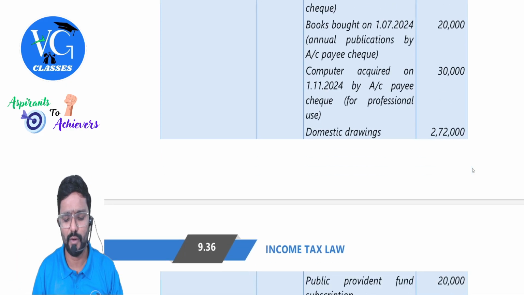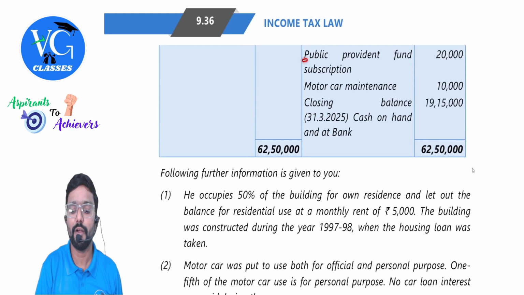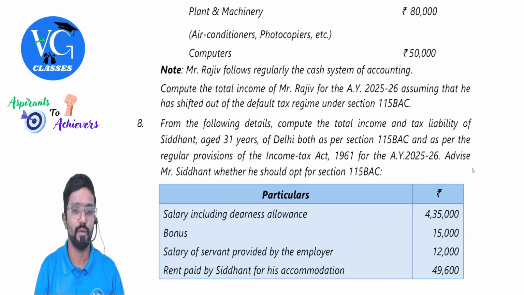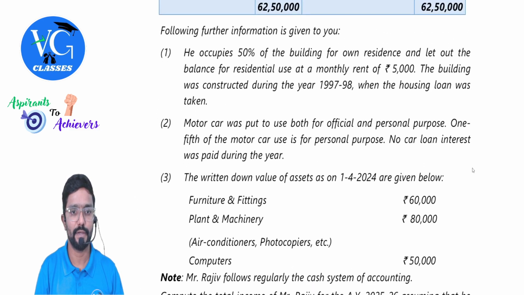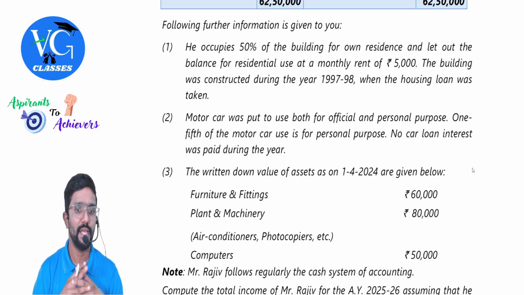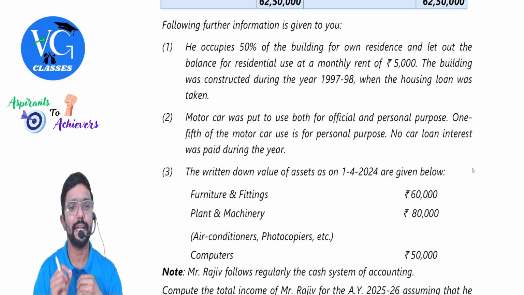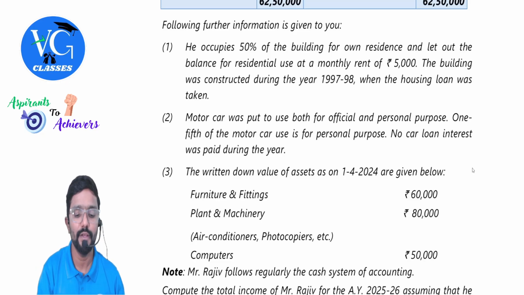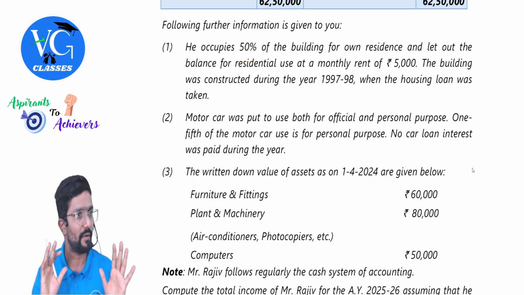Domestic drawings are disallowed. Public Provident Fund, 80C deduction. Motor car maintenance allowed. Closing balance of cash and bank, 19 lakh 15,000. Some adjustments are also there. The following further information is given to you. He occupies 50% of the building for his own residence and lets out the balance for residential use at a monthly rent. Whatever house is there, 50% is self-occupied.